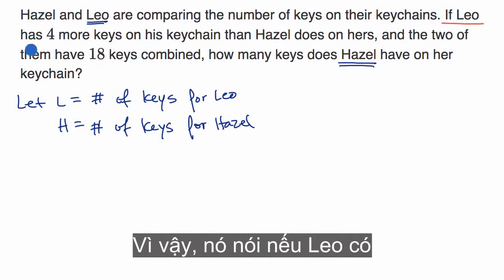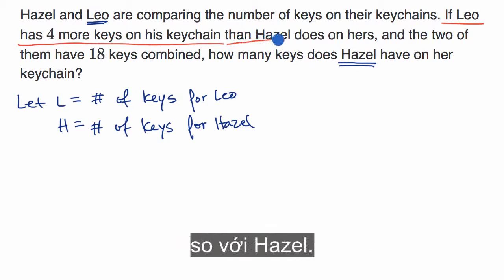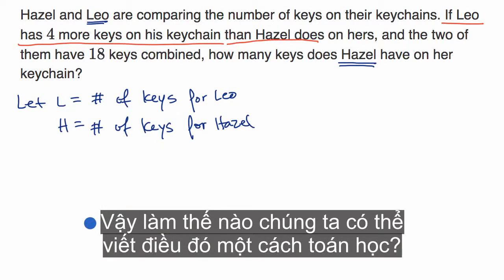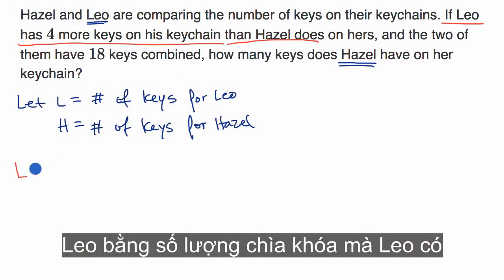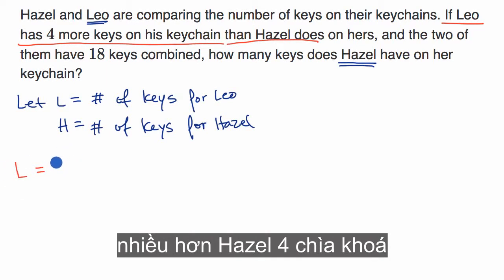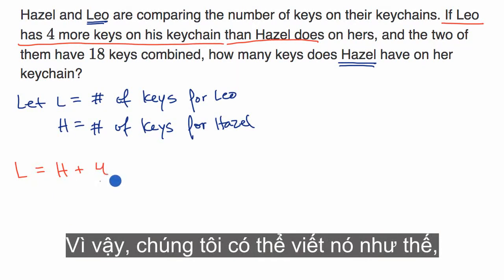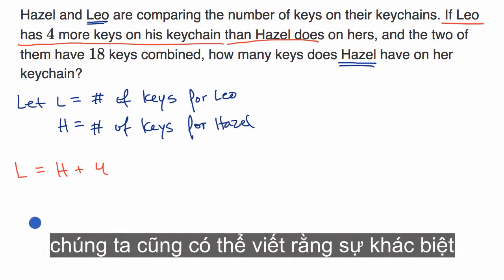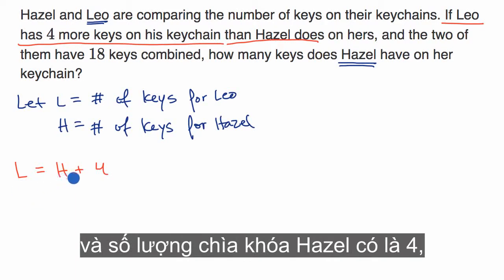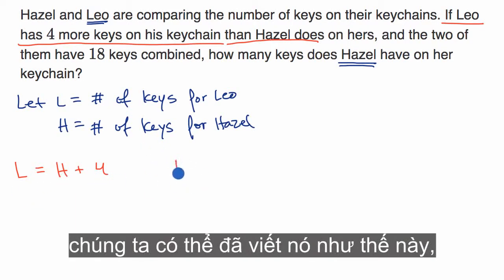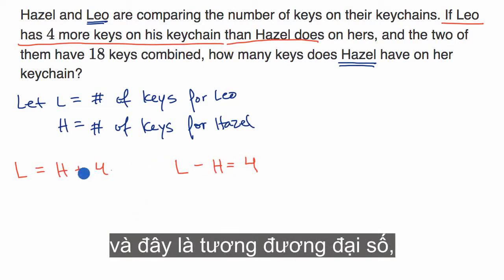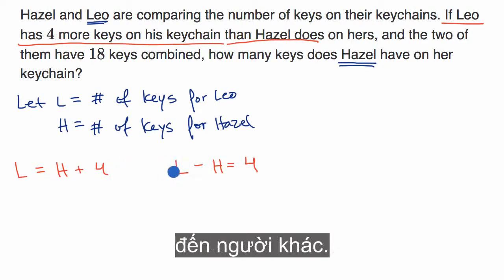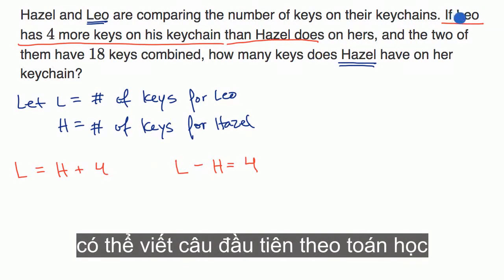So it says if Leo has 4 more keys on his keychain than Hazel does. So how could we write that mathematically? Leo has 4 more keys on his keychain than Hazel. So we could write that L, the number of keys that Leo has, is 4 more than the number Hazel has. So it's H plus 4. We could also write it that the difference between the number of keys Leo has and the number of keys Hazel has is 4. So another alternative, we could have written it like this: L minus H is equal to 4. And these are algebraically equivalent. It doesn't take much manipulation to go from one to the other. But that's how we can mathematically write that first sentence.